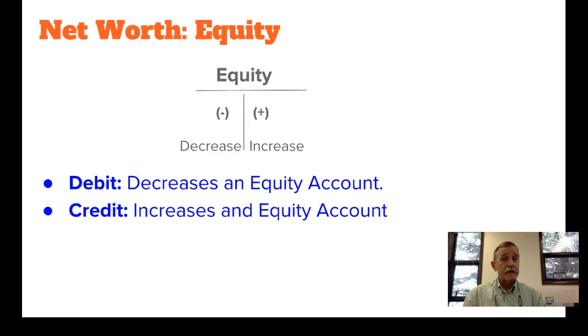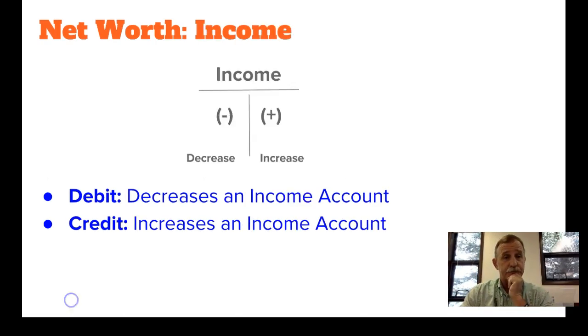The actual equity accounts, if we decrease equity, that's going to be a debit. And if we increase equity, then that's going to be a credit. Did I say that right? By decreasing equity, we debit it. If we increase equity, we credit it. Okay, income accounts. All right.